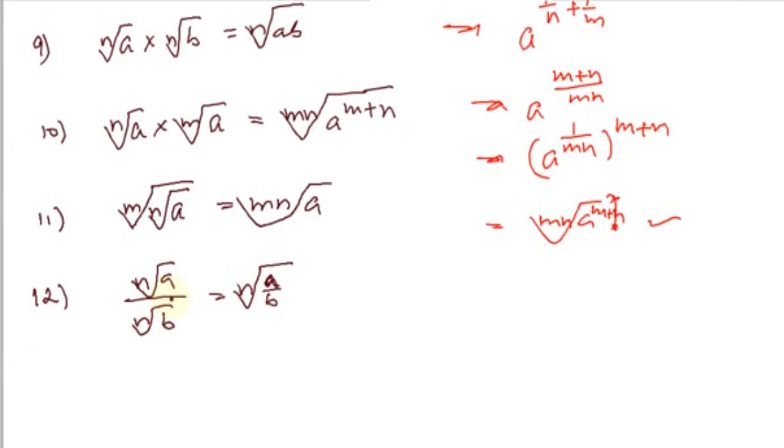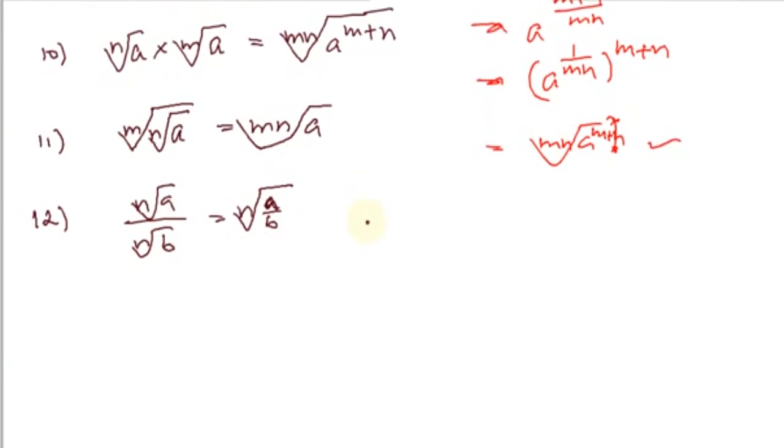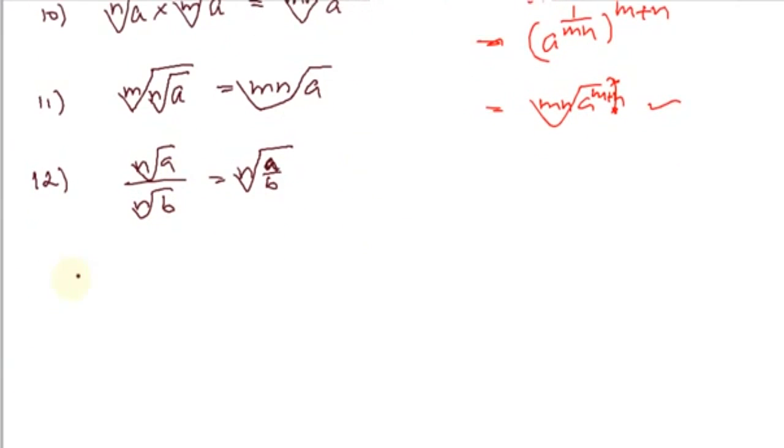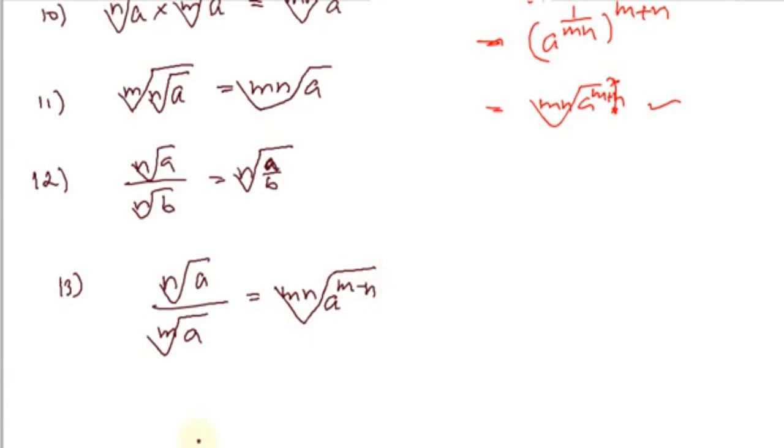Now the radicand is a and b. Now for the 13th formula, nth root of a by mth root of a. Now this we can write as mn root of a to the power m minus n. You can explain this similarly to the previous ones; if you expand with an example, you can do it.